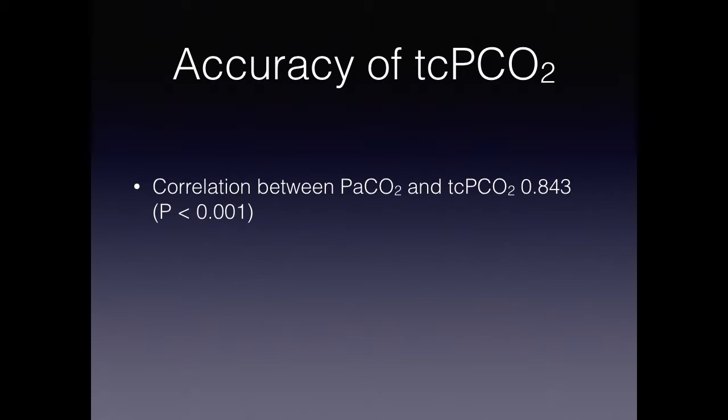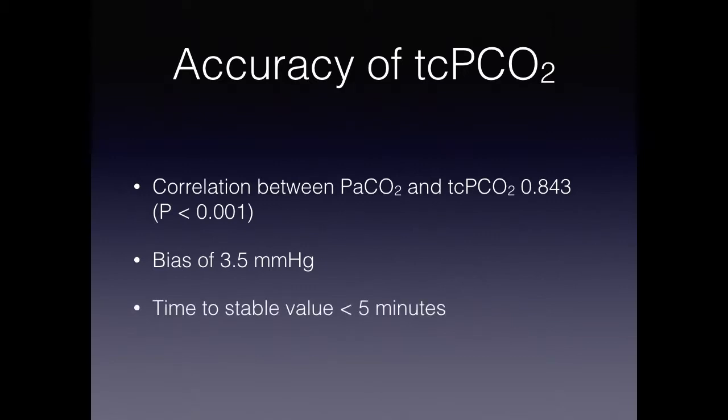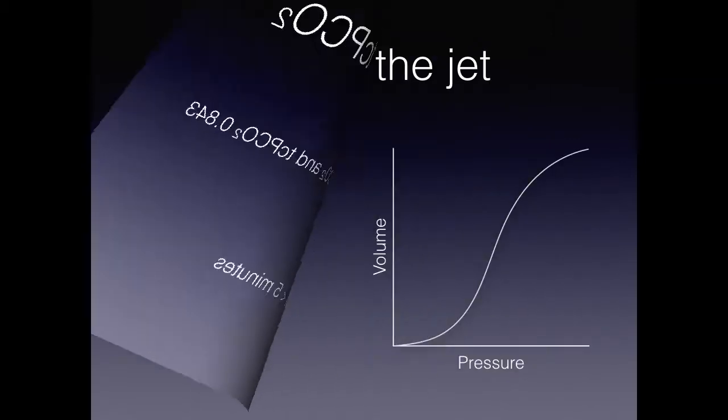The correlation between the blood gas and the transcutaneous was pretty high, 0.843, with a bias of 3.5 millimeters of mercury. What I tell people is you have to wait about 5 minutes before you can really say what the full effect of a change in ventilation is going to be, but that's about on par with what it takes to turn around a blood gas. So for us, it has made a big difference.